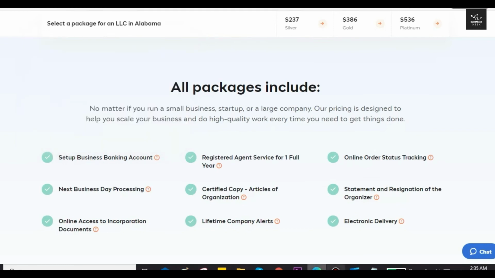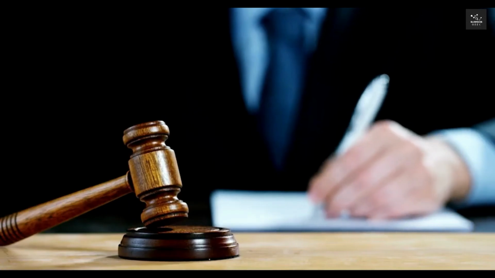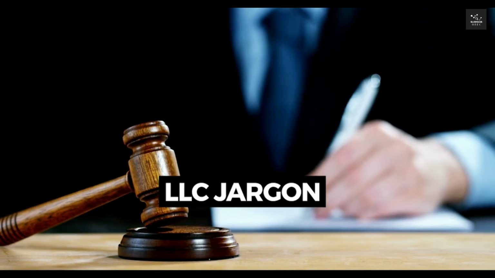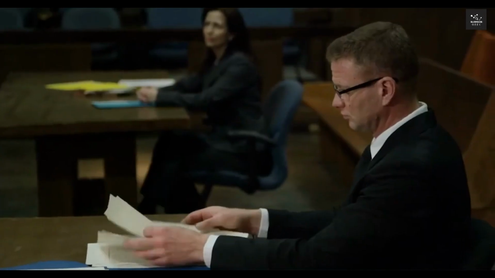Remember, an LLC has limited liability, for it is a separate entity from its members. You may forfeit your liability protections if you combine your personal and business money, and this is where the term piercing the corporate veil comes into play. Piercing the corporate veil is an LLC jargon that refers to the court's action to hold you as the owner or member of an LLC personally liable for the LLC's debts or actions.